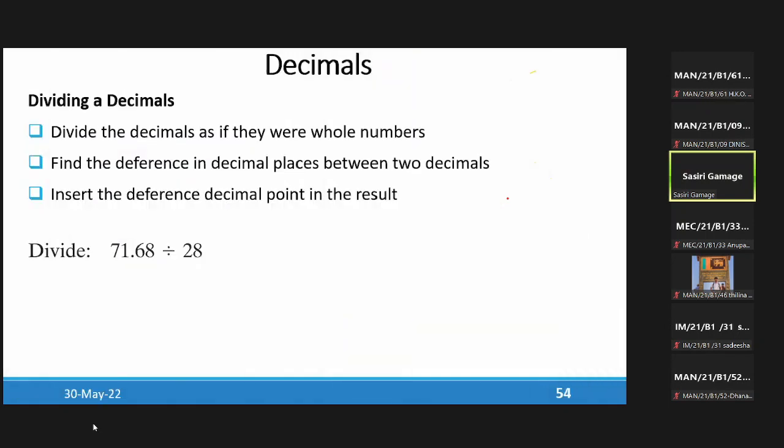Then let's talk about dividing a decimal. Divide the decimals as if they were whole numbers. As we did for the multiplication, here also we can consider them as whole numbers and do the calculation. Then find the difference in decimal places between the two decimals. Previously we counted the total number of decimal places, but here we count the difference. Then insert the decimal point in the result.